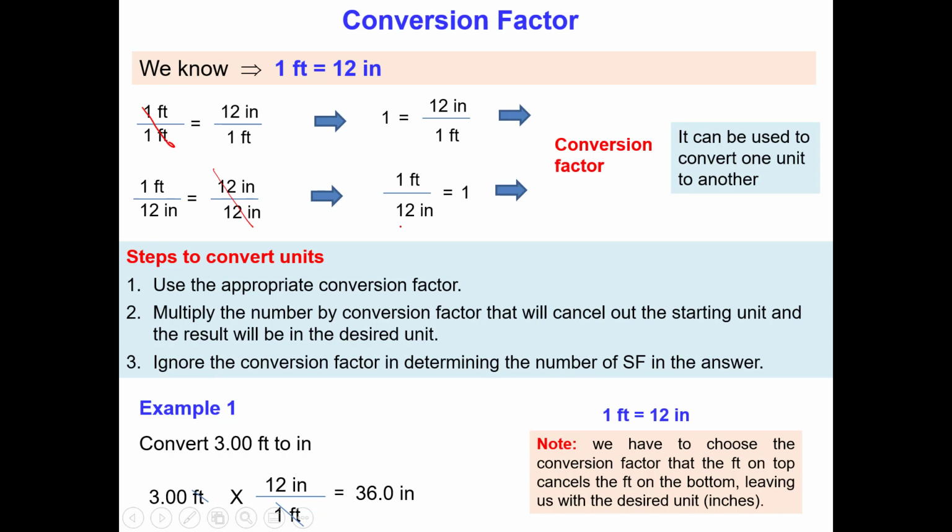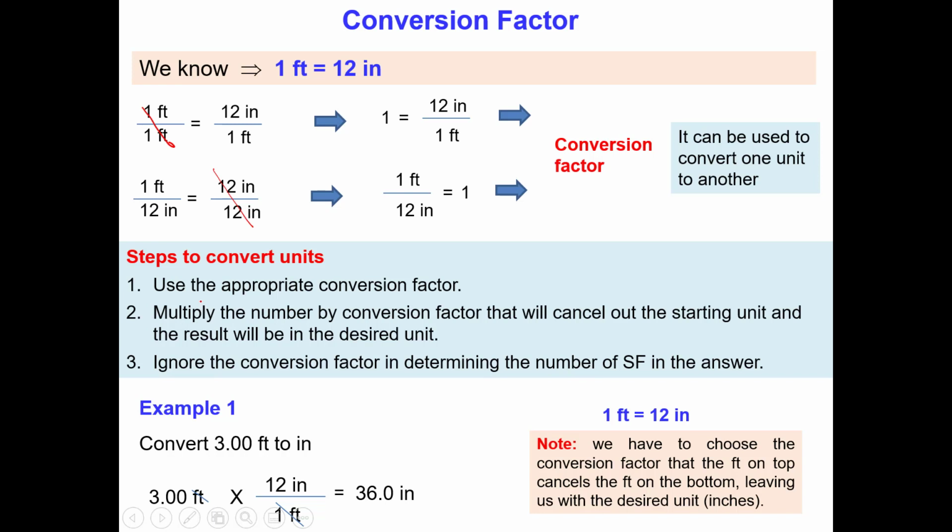Then when we multiply by the conversion factors, we are really multiplying by 1. This is why when we multiply any number by the conversion factors, we are not changing the number, because we are multiplying by 1. This ratio we call the conversion factor, and we use these conversion factors to convert from one unit to another unit. Let's see what are the steps we need to follow if we want to convert from one unit to another unit.